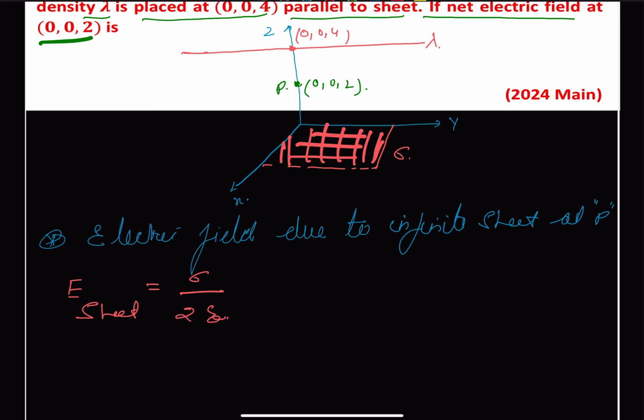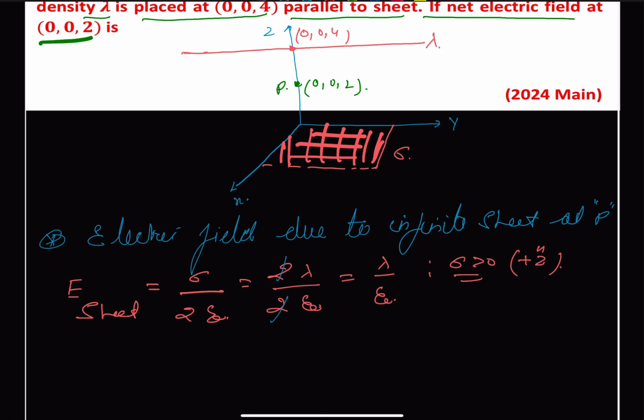And sigma relationship with respect to lambda is given to us, which is 2 lambda. So we substitute 2 lambda upon 2 epsilon naught. 2 and 2 goes away. So this comes as lambda upon epsilon naught. Okay. And in this case, the value of sigma is positive, that is greater than 0. Therefore, the field will be along plus z direction.